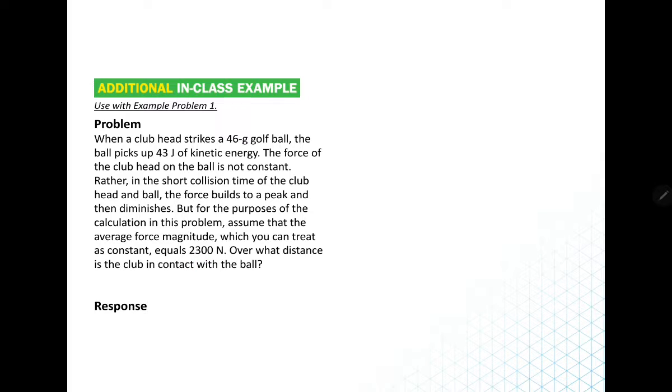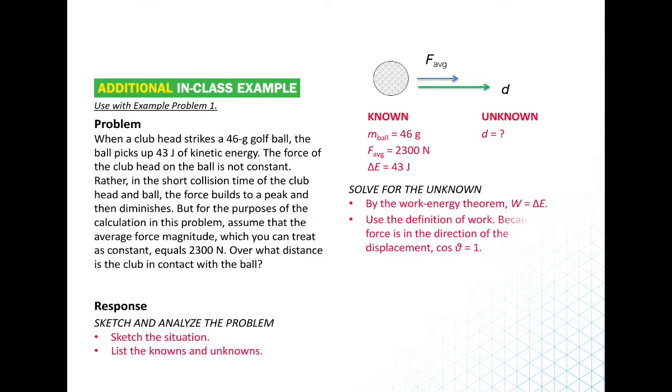2300 Newton. Over what distance is the club in contact with the ball? As we learned in the beginning, we should write the knowns and the unknown in this question. Here we have the mass of the ball, which is 46 gram. And also we have the force, which is equal to 2300 Newton. And we have the energy, which is equal to 43 joule.